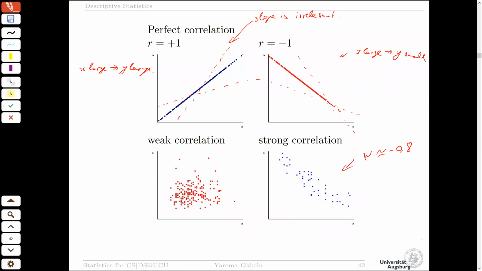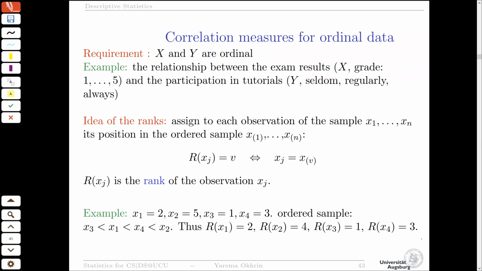Now, another correlation measure is Spearman's correlation measure. It can also be applied to ordinal data, but also to interval scale. What this measure does is work not with the observations, but with the ranks of the data. So let's try to understand what a rank means. We have our data x1 to xn, whatever, grades in statistics. We order them. This is the guy with the worst grade, and this is the guy with the best grade. And we define the rank of the grade of guy j with grade xj as v, which implies that this guy is at the v-th place in the ordered sample.